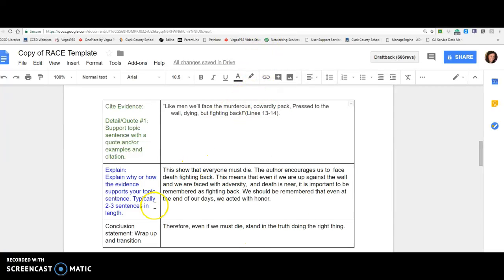And then you need to explain that again. This shows that everyone must die. The author encourages us to face death fighting back. This means that even if we are up against the wall and we are faced with adversity, that death is near. It is important to be remembered as fighting back. We should be remembered that even at the end of our days, we acted with honor. And then finally, you need to end with a conclusion. Therefore, even if we must die, stand in the truth, doing the right thing.